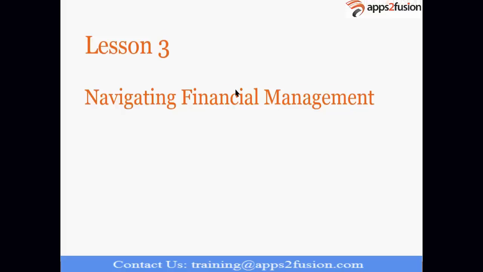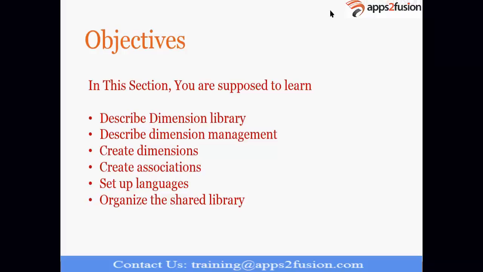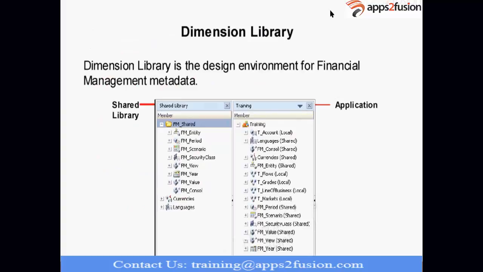The next step is going to the individual planning application and HFM application, and then looking into further details. Okay, the dimension library, how to create dimensions, then the associations, then your setup language, and then the organization. Organization library. So the dimension library, as you know, is a shared library and the application component. From here, you pick whichever dimensions you require, and then you take them to your application.